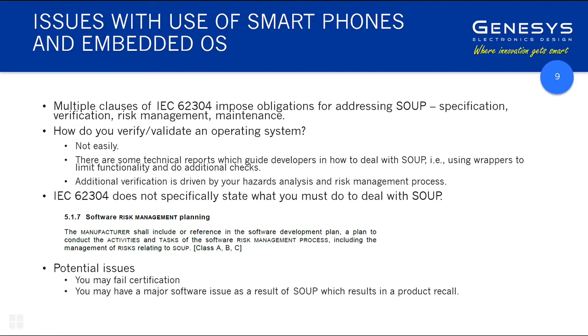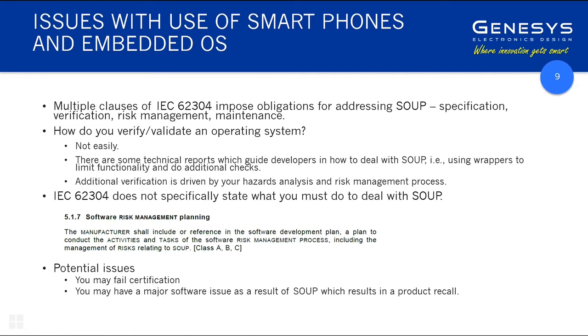There is, of course, some additional verification. It's driven basically by the hazard analysis and risk management process, and that's the fundamental process you have to undertake if you want to take on these higher level displays. It's really driven strongly by that process. There's nothing in 62304 that specifically states what extra steps you have to do if you're dealing with SOUP, so it's a bit of a gray area.